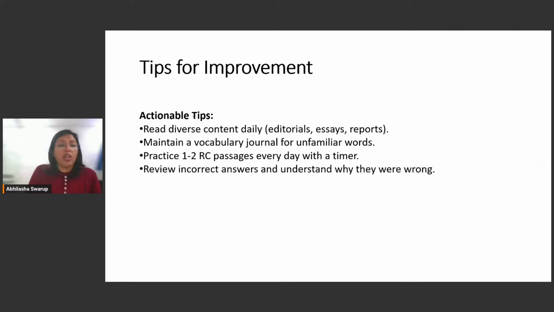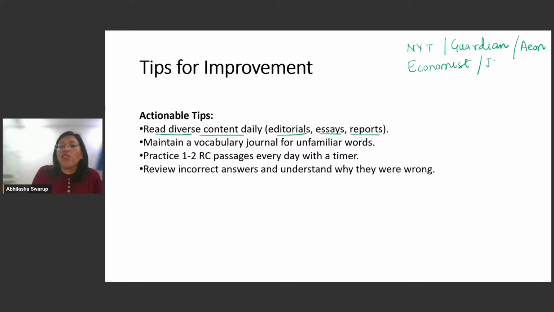Now, every day, please read diverse content every single day. Read editorials, read essays, read reports. A lot of articles from New York Times, from Guardian, come into your exam, from Aeon essays. These are all very popular sources, from Economist. Okay. These are very popular sources. From JSTOR, we've seen so many articles. Now, these are all places where there are plenty of articles. Read every single day. Spend 20 minutes minimum in reading.